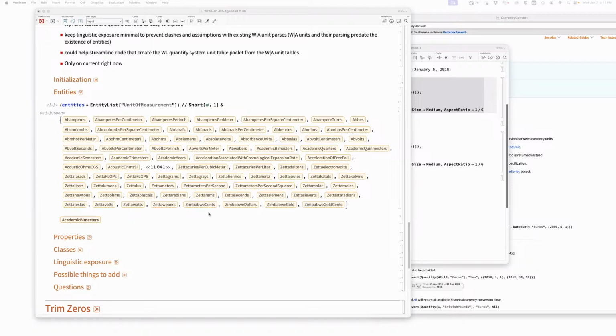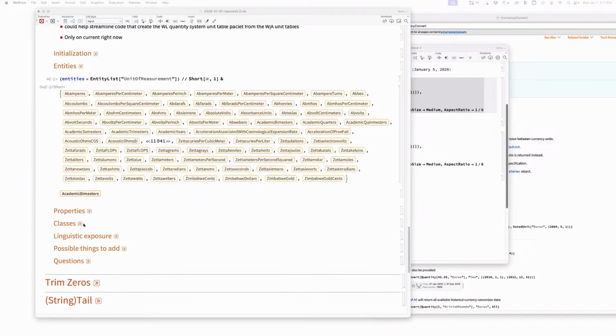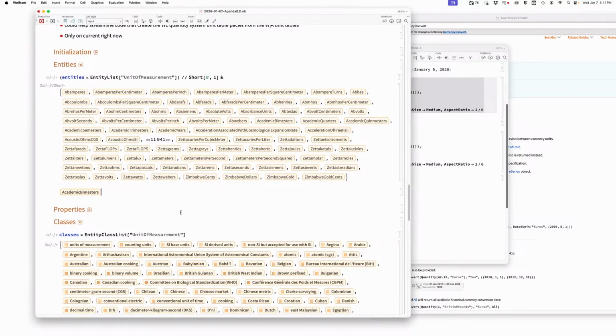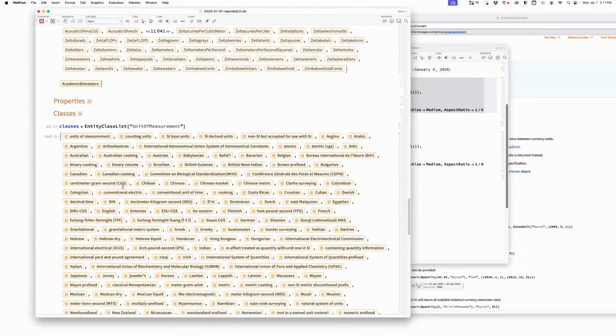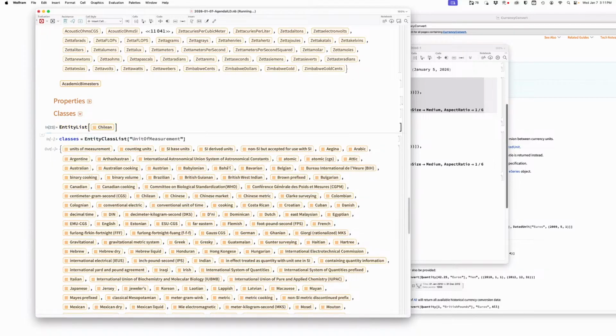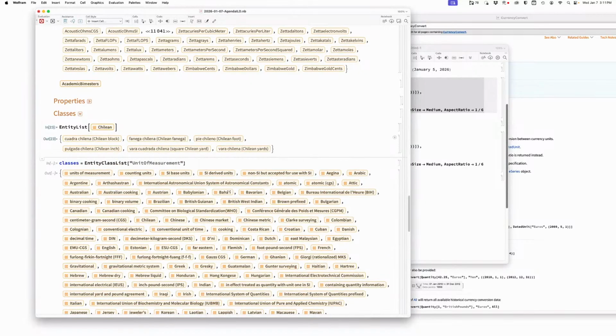So what's the actual functionality that we would achieve? Classes is probably the most immediately useful. There are all the different classes, some of which are historical, some of which are regional, and so not really strictly systematic classes, but go down: SI base, SI standard defined.